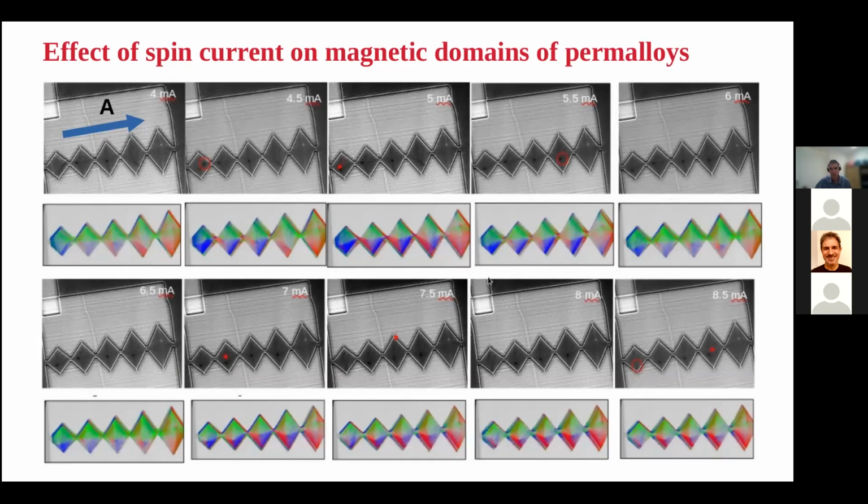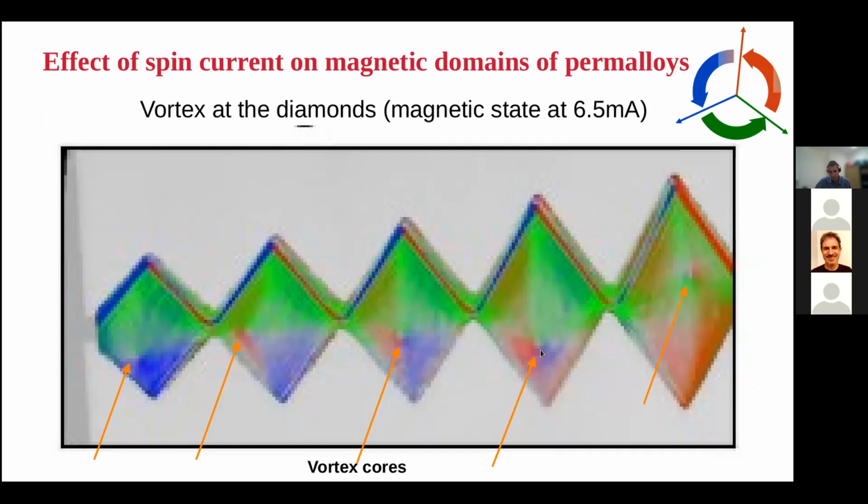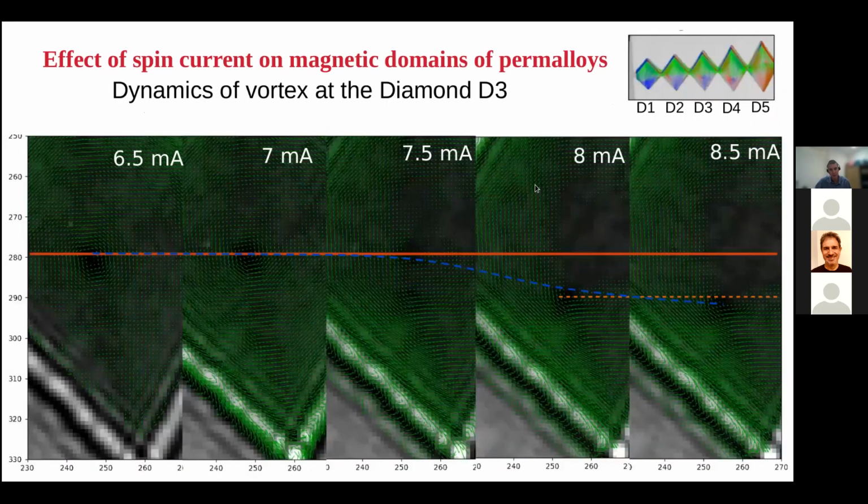And if you follow a given vortex core, so I think we choose this one, I will show. So these are the different vortex cores that can be imaged. And then you follow the position of the vortex core by increasing the current through the diamond structure. So this is the position of the vortex core. And you can see a jump of this vortex core when we start to apply higher electrical current.